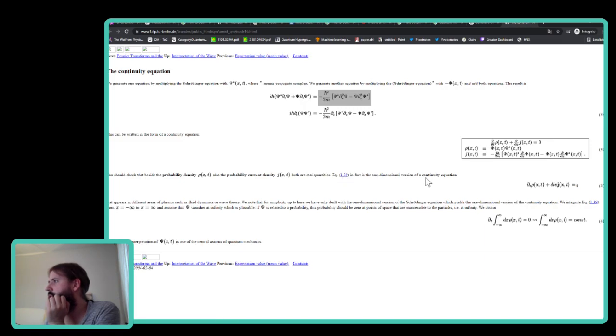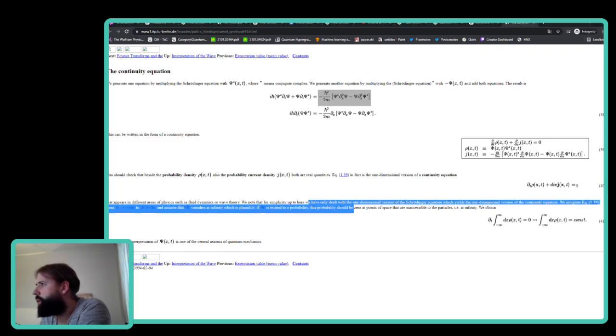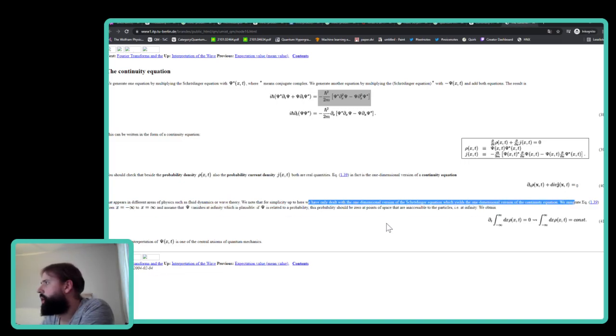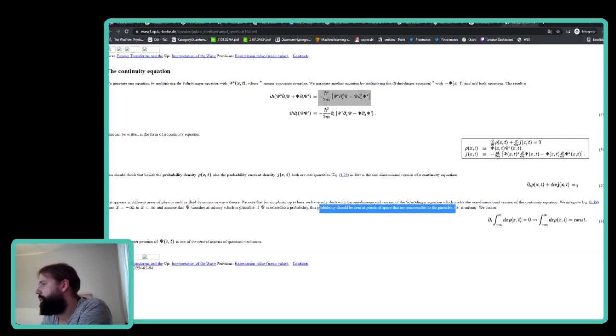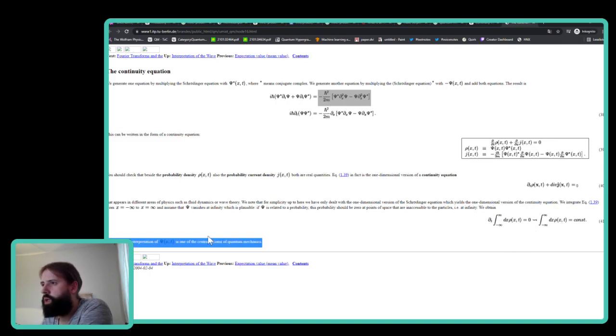This equation is a one-dimensional version of the continuity equation that appears in different areas of physics, such as fluid dynamics or wave theory. Up to here, we have only dealt with the one-dimensional version of the Schrödinger equation, which yields the one-dimensional version of the continuity equation. So we integrate this equation from minus infinity to plus infinity, and it vanishes at infinity, which is plausible. The probability should be 0 at points of space that are inaccessible to the particles, for example, infinity. Okay, the statistical interpretation of this is one of the central axioms of quantum mechanics.